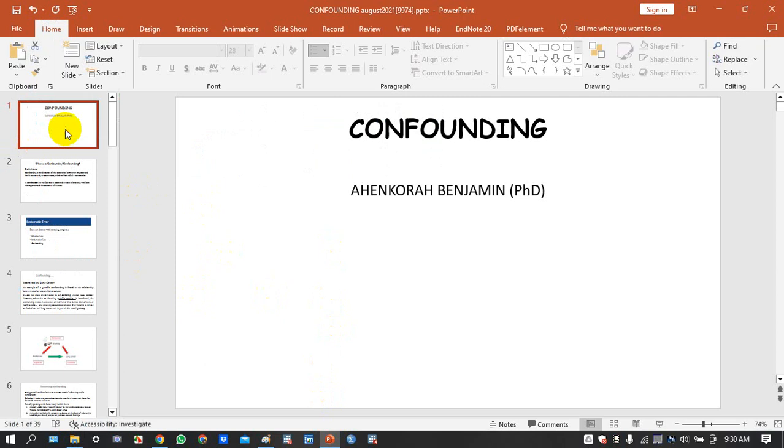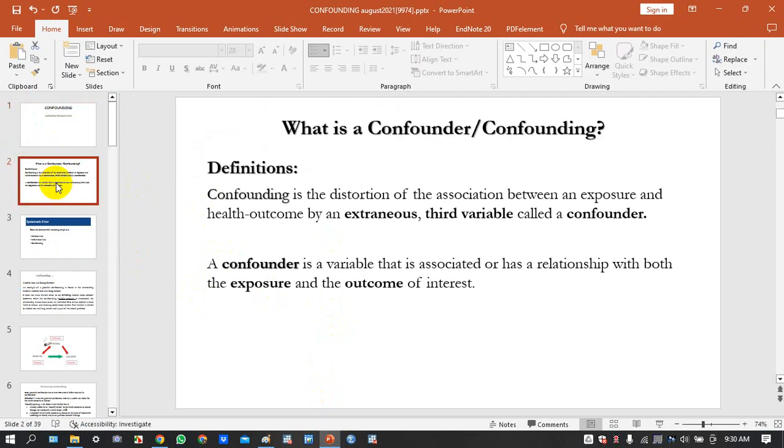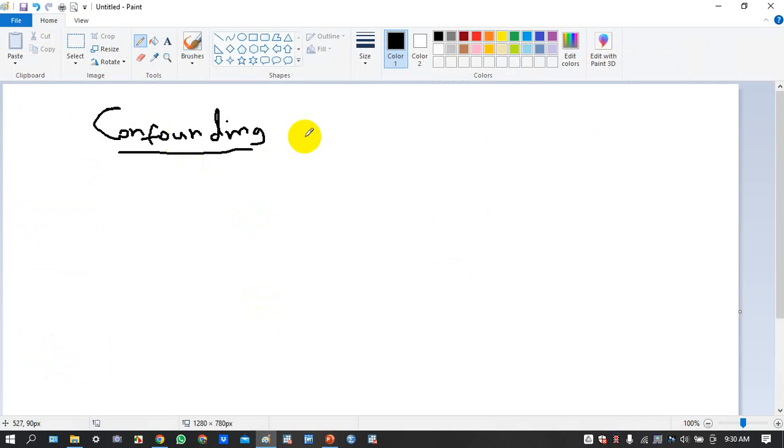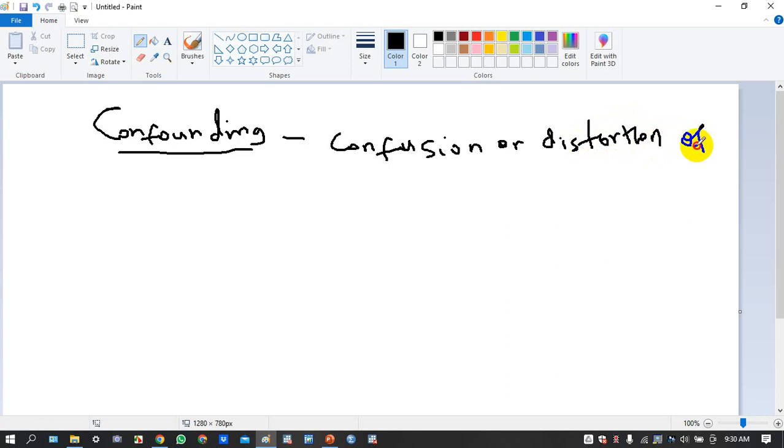Confounding. So, what is confounding? Something is confounding my mind, meaning that something is confusing me. Confounding means something that causes confusion, a confusionist, something that causes confusion or a distortion, a distortion of an association.